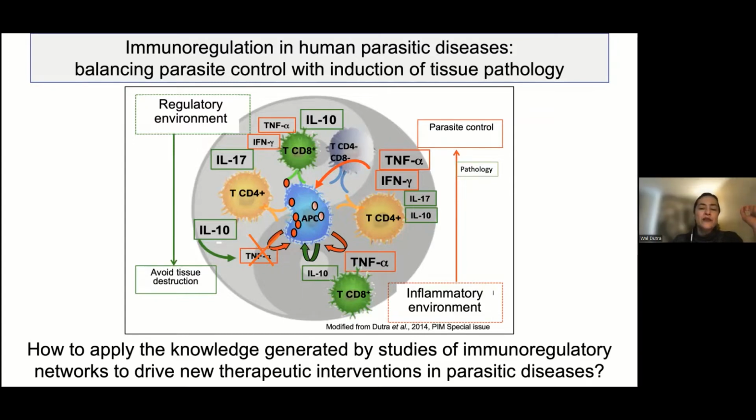So we believe that by understanding the cytokine balance during the different forms of the disease, and also by knowing the cellular sources of these different cytokines, by identifying the sources, we can provide means of controlling an exacerbated response and control pathology. So that's what, in general, we've been trying to do in the lab.